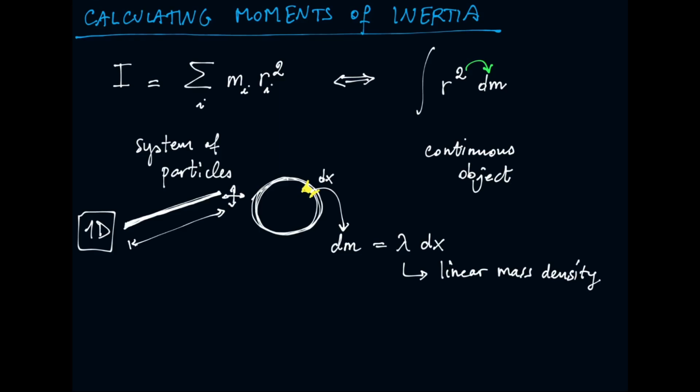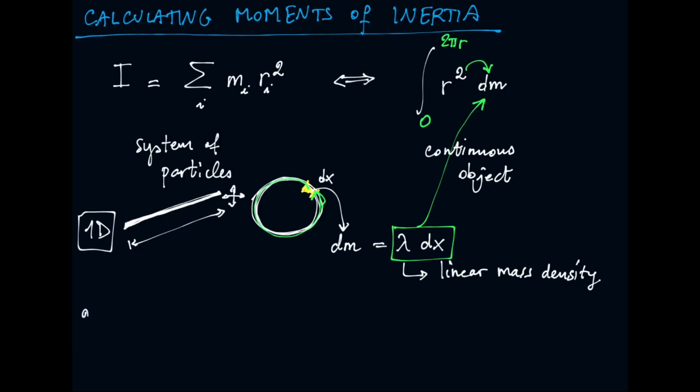Most often we will use lambda and the other quantities I'll talk about just now as constants, but in principle the density could change from point to point. It looks more natural now to put this inside your integral, so that I can integrate from, for example, 0 to 2 pi r, the whole circumference of the ring, in order to find the moment of inertia.